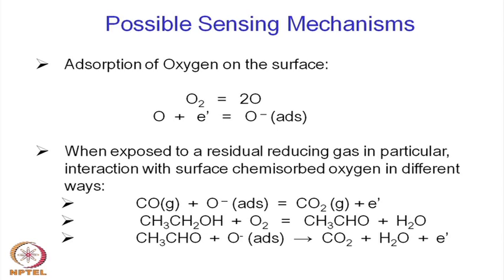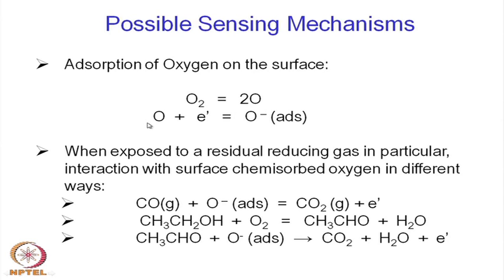What are the possible sensing mechanisms then? We have seen there is oxygen adsorption on the surface of the semiconducting oxides, and this is what happens. Oxygen from the environment comes in contact as a molecule, and then on the surface it is atomized, instead of molecules it gets to atoms. So, it is through a catalytic process. All oxide surfaces have some catalytic activity, and that catalytic activity leads to the presence of oxygen atoms.